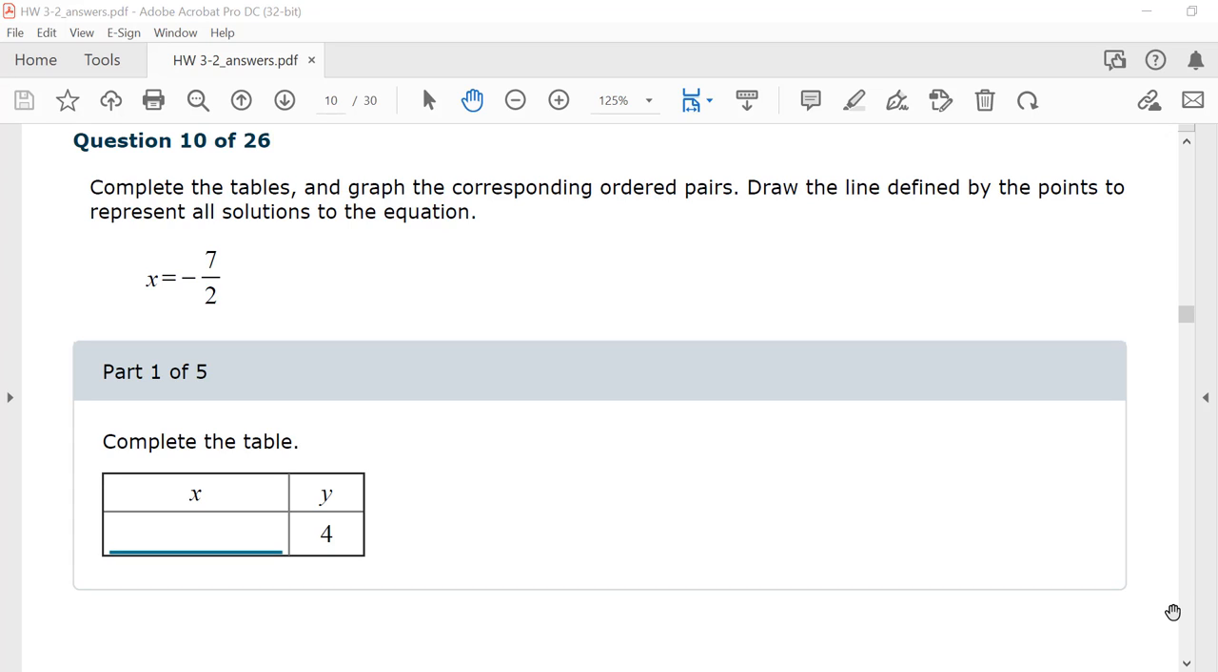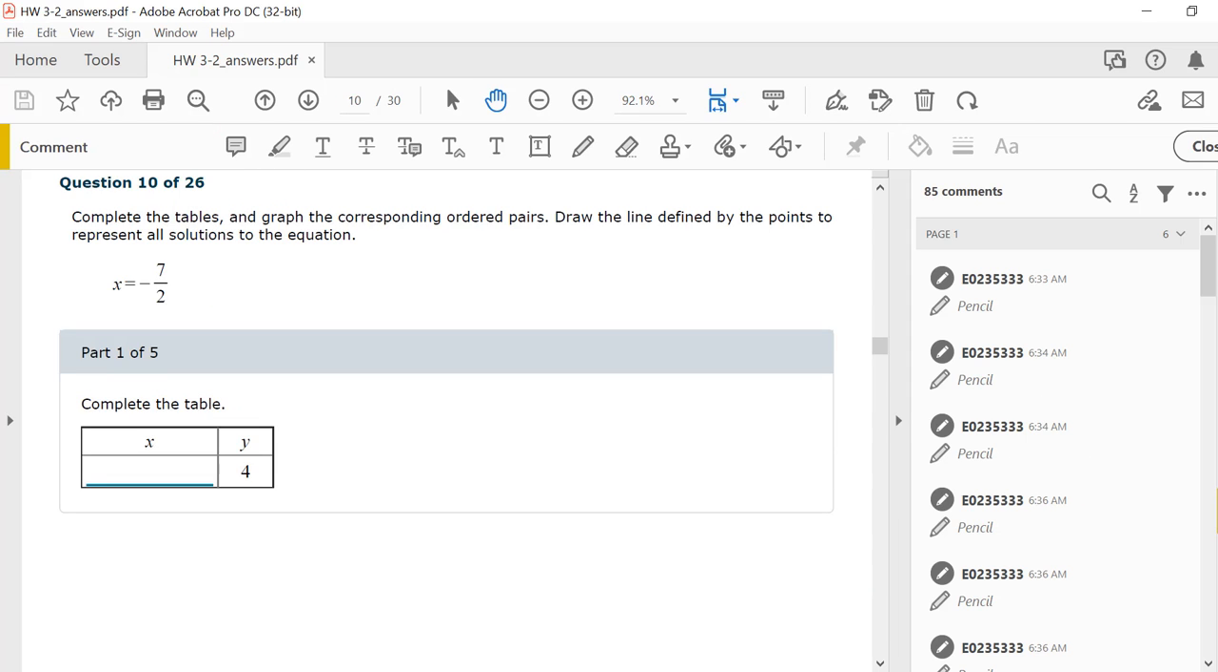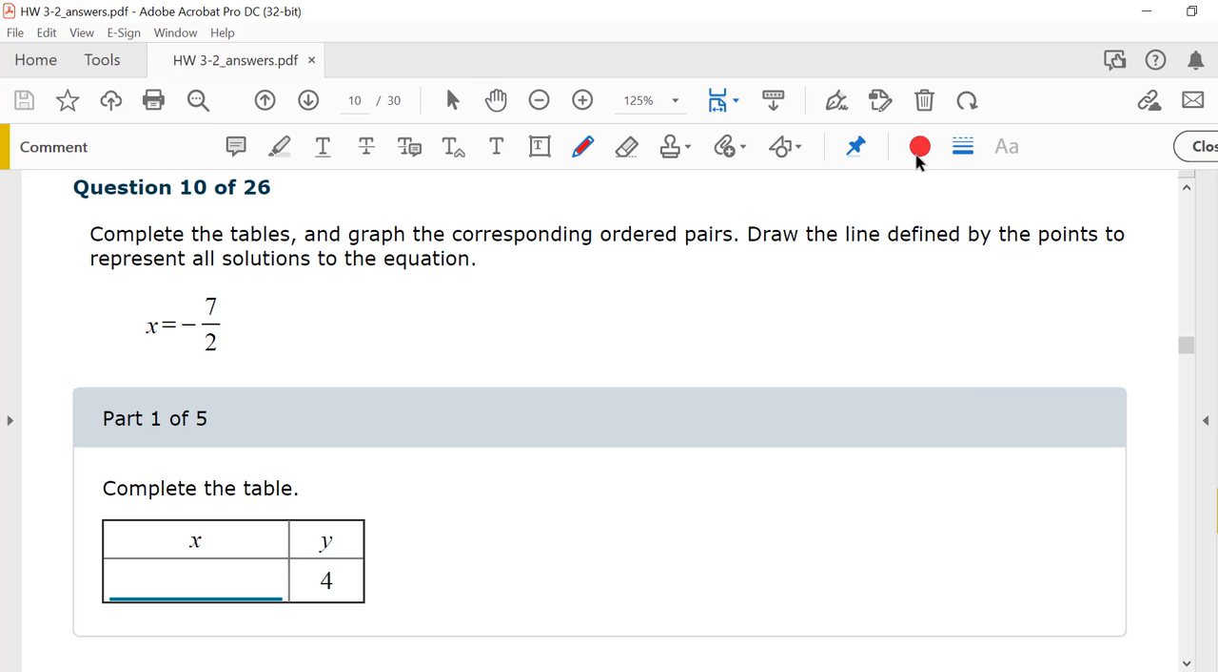Okay, continuing on with homework 3-2, question number 10. Complete the table, graph the corresponding ordered pairs, and then draw the line defined by the points. Your equation is x equals -7/2. So I'm going to rewrite that equation: x equals -7/2.